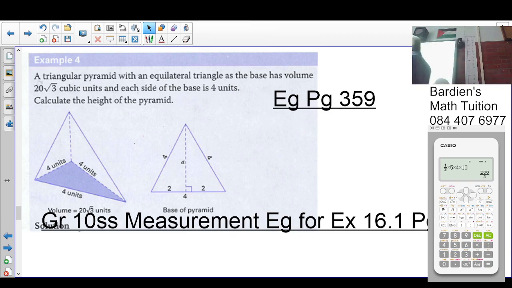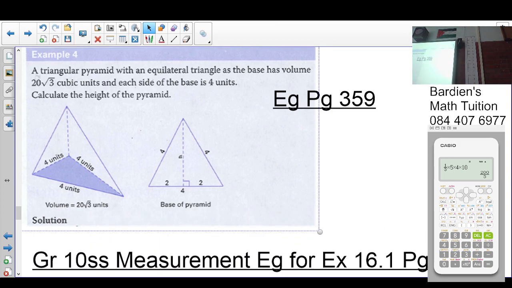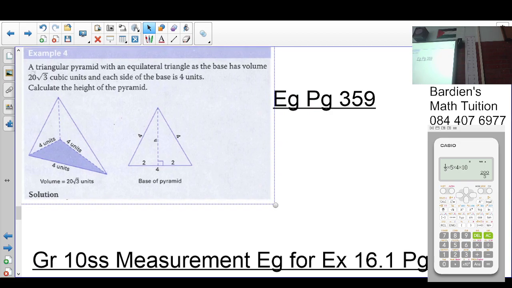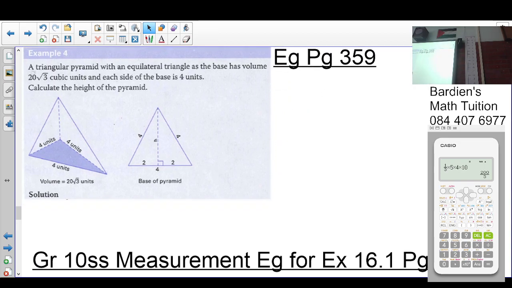Okay. So here we've got Example 4: a triangular pyramid with an equilateral triangle as the base has a volume of 20 root 3 cubic units, and each side of the base is 4 units. Calculate the height of the pyramid. The height of the pyramid is going to come from the apex perpendicular onto the base. That is what they are looking for.